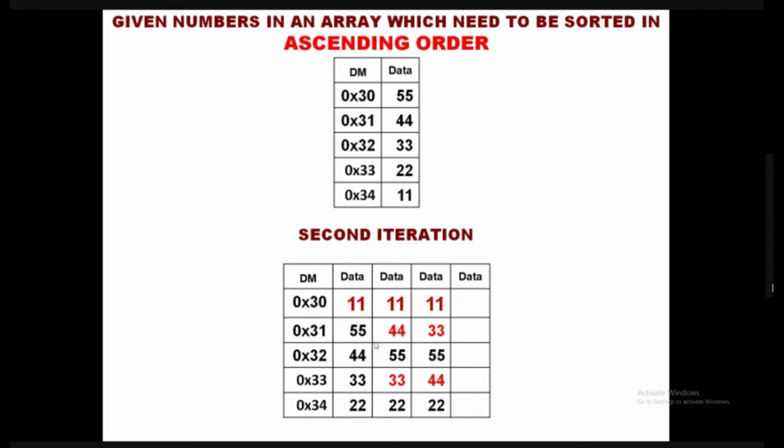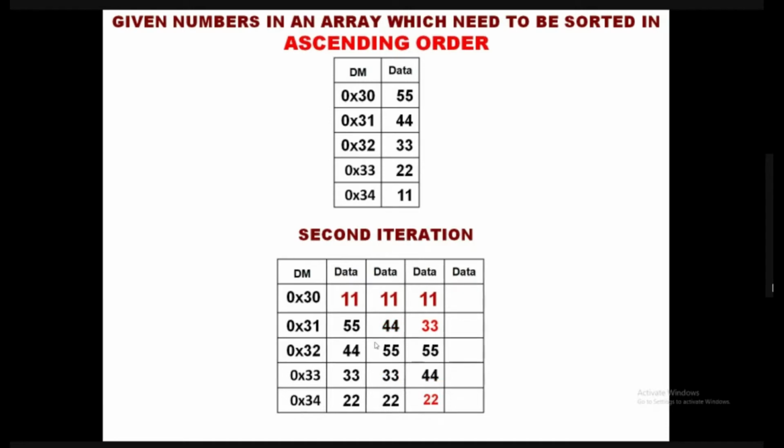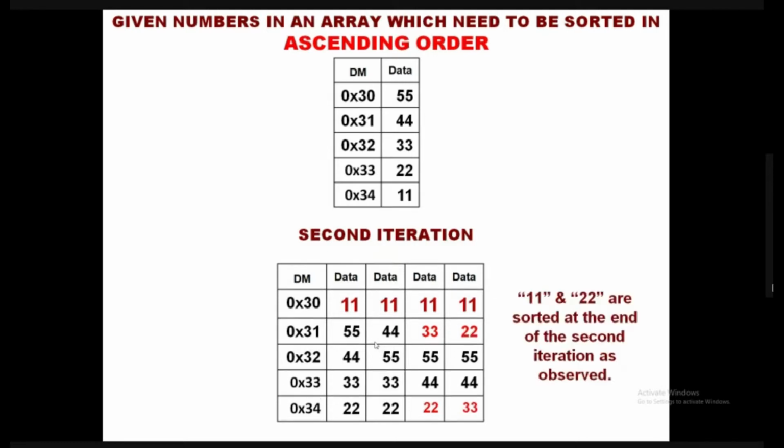And in the second iteration, third comparison, 33 is compared with 22. So 22 is the smallest number. So 22 and 33 are swapped, as you see here.